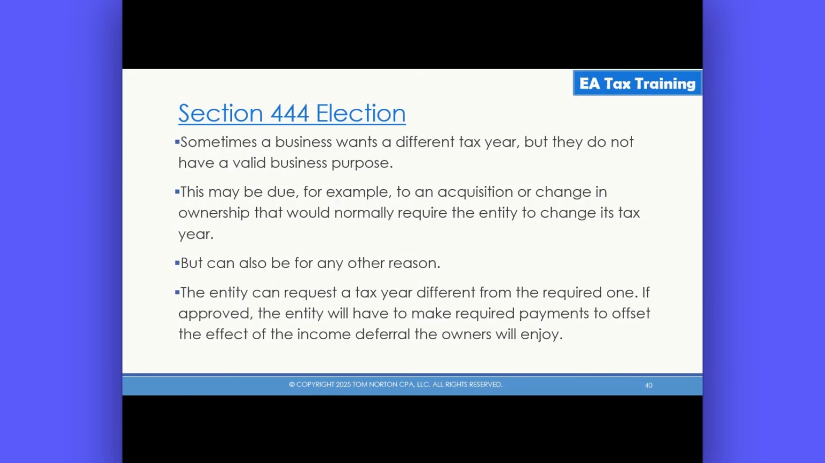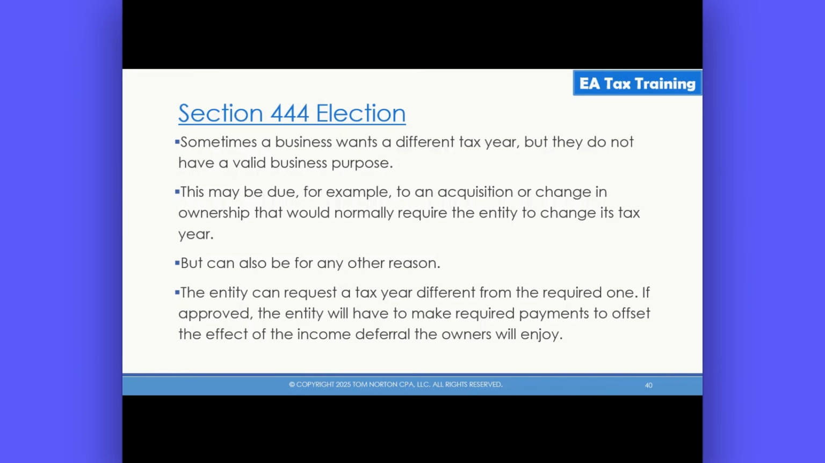There's also something called a Section 444 election. So, this is for a business who wants to have a different tax year than their required year, but they don't have a valid business purpose to do so. So, for example, this could be due to an acquisition or a change in ownership that would normally require the entity to change its tax year.